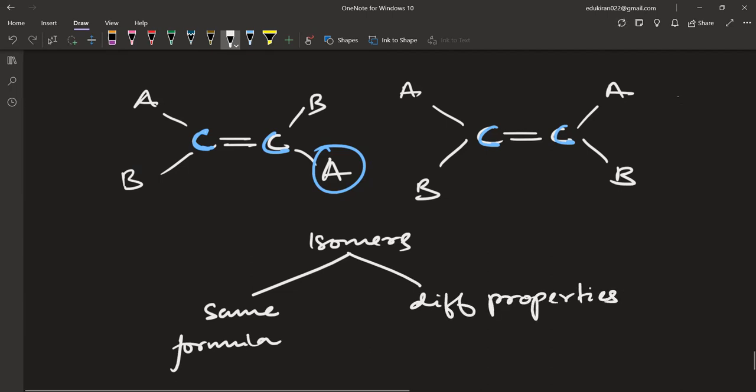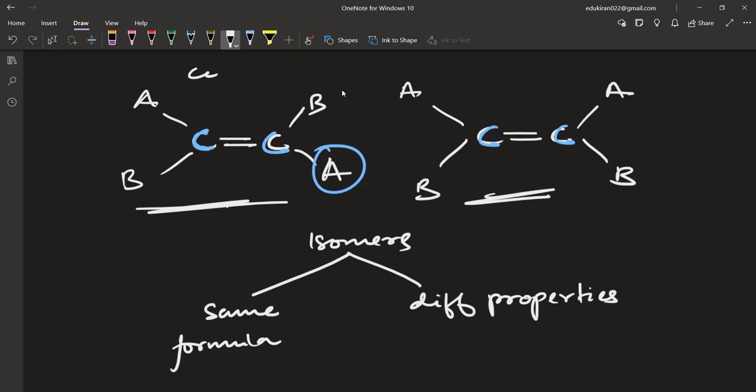Because generally we don't deal with direct structures, we look at properties like boiling point and melting point. These things determine the property. If these two structures have different boiling points, that means these structures themselves are different. Yes or no? Even though the same formula is present, correct? If the boiling points of these two are different, that means the whole structure is different.